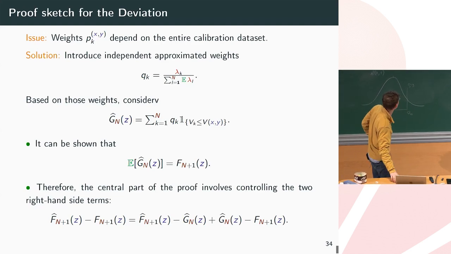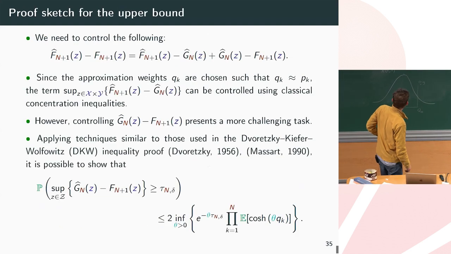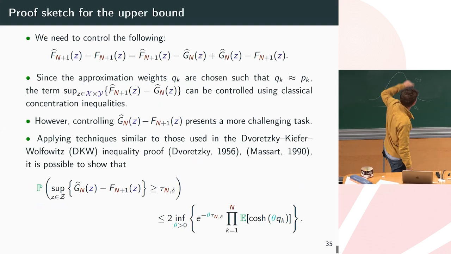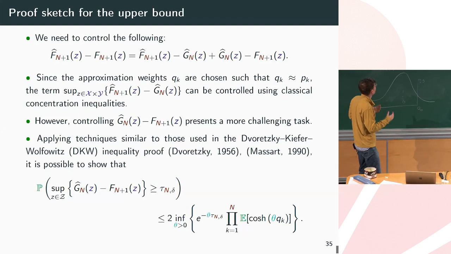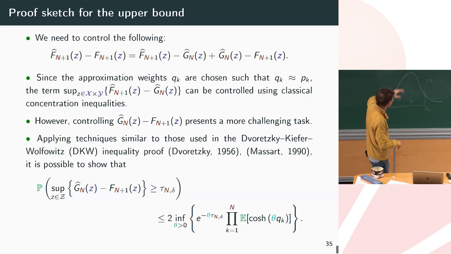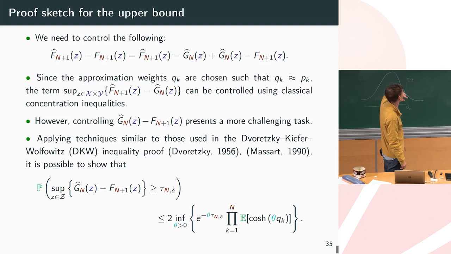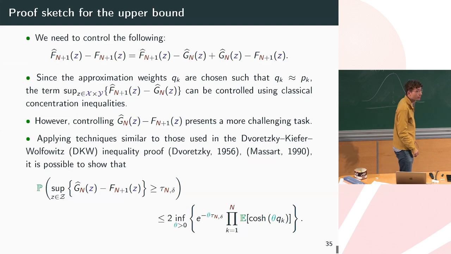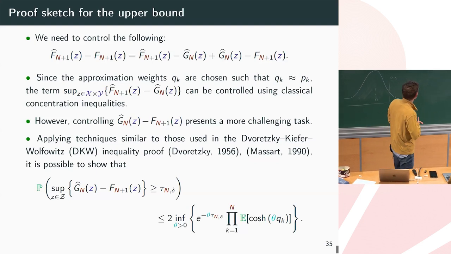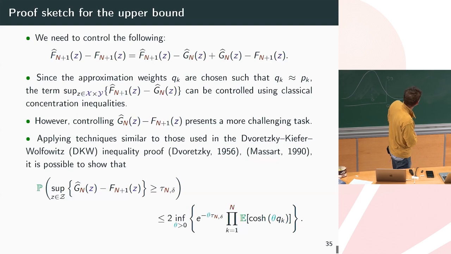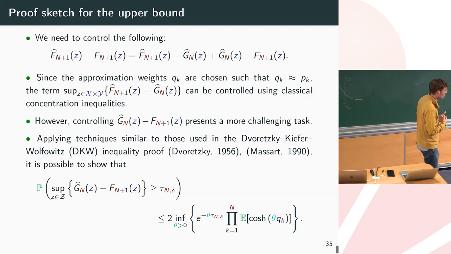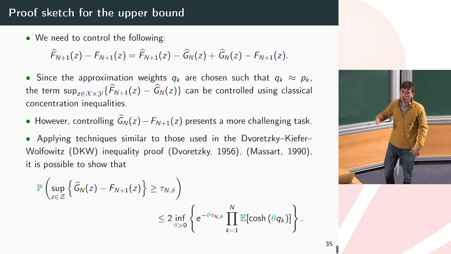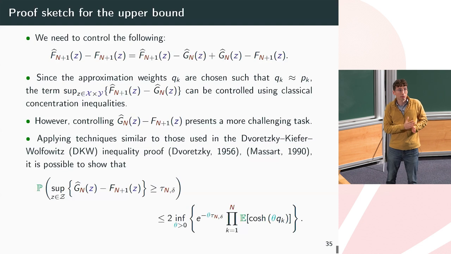And in fact, we will control each term separately. The first one is due to some concentration inequality because the weights qk and pk are very close. And for the second one, we propose a modification and an extension of the Dvoretzky-Kiefer-Wolfowitz inequality. So we extended the result to a more general setting, and that's why we obtained our theoretical result here. It was more a probabilistic paper to extend their result, and we also found some applications in uncertainty management.